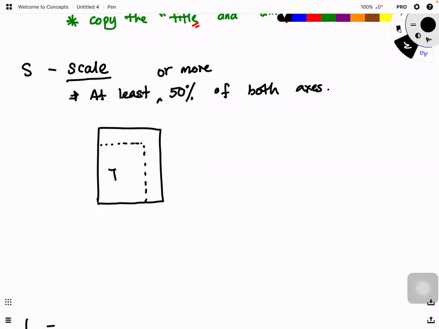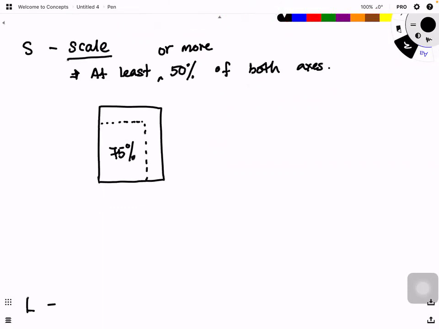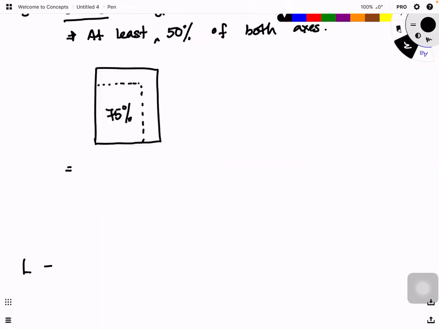Are you clear? It means you have to make sure the graph is large enough, but not too large until you can't actually draw all your graph, and also not too small until you only use less than 50% of the area. So this is one. How do you do this? We always use a rule of thumb called the 1 to 5 rule. Now, what's 1 to 5?